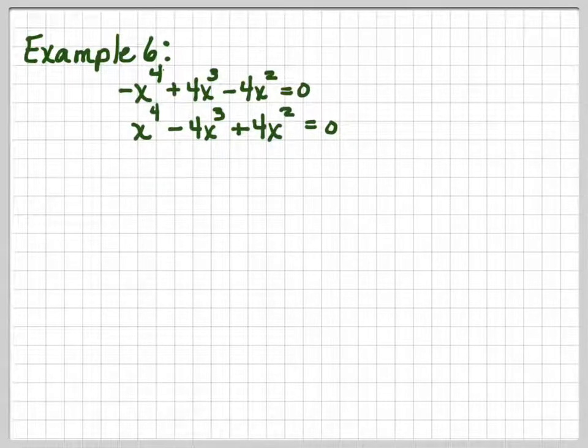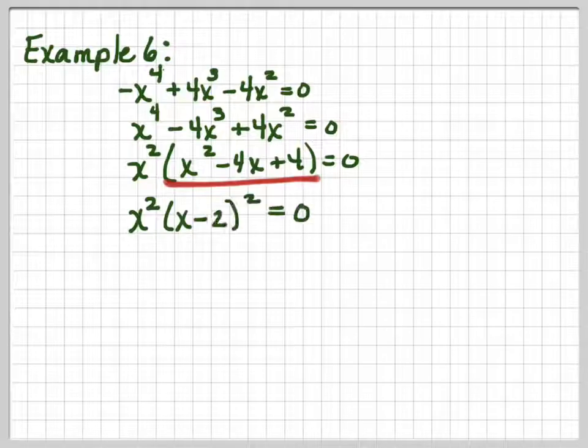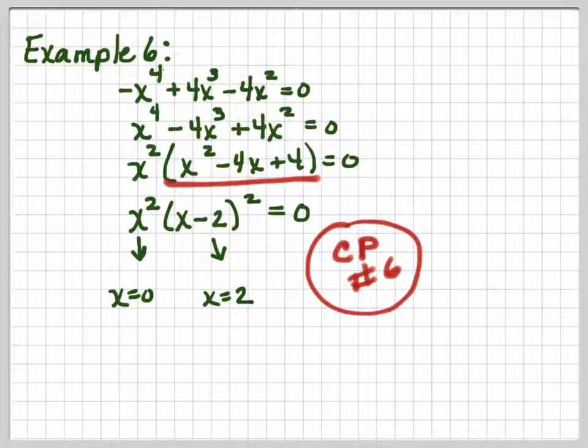And now I'm going to factor out an x squared term. So I have x squared times x squared minus 4x plus 4. I can now factor this, and that is a perfect square. So I'll have x squared times x minus 2 squared equals 0. So that means x is 0 and x is 2. In a few minutes you're going to find out something special about this, since they're both squared factors. They're going to have something special going on with them. Okay, so go ahead and do your checkpoint number 6 and factor that one.